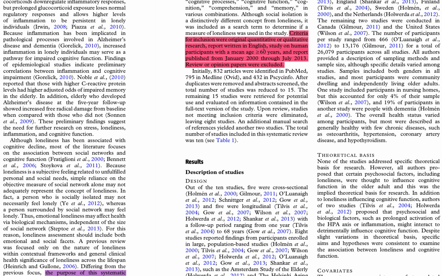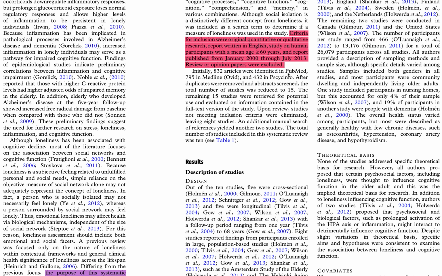Then I also said that review or opinion papers were excluded. That's a common error that students make, is that they will include a systematic review in their articles here. That's not the proper thing to do, because a systematic review is not an original research study. So you need to make sure that if you find one, it's different than what you're going to do in this paper, and that it's not included.